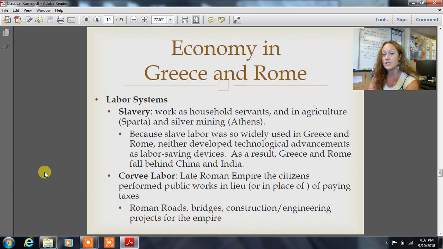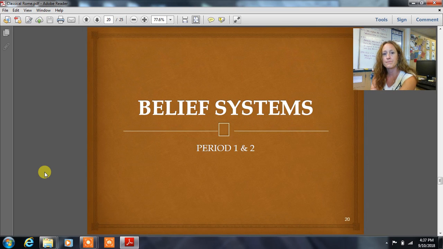Corvée labor was used in the late Roman Empire. These were citizens that performed public works in lieu of paying taxes. So essentially it was like slave labor, but they were poor, or in debt, and they couldn't pay their taxes, so they offered their labor in exchange for paying their taxes. And Roman roads are extremely famous, extremely well built. This is part of the reason why they were able to trade so well, and for the military. If you have good roads, your military could travel far, and that also aided their conquests. They built many bridges and construction and engineering projects as well because of that corvée labor system.